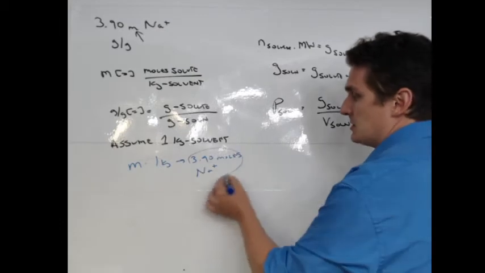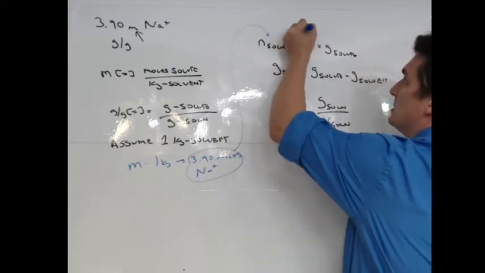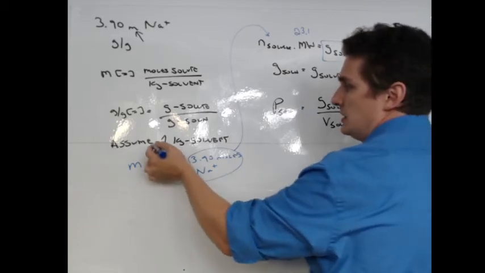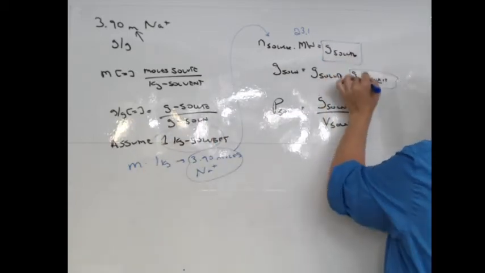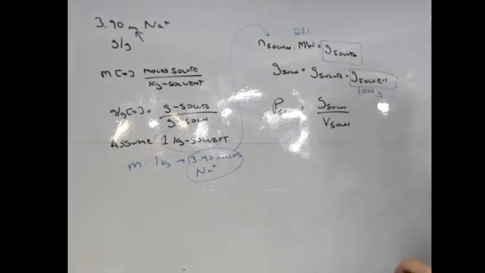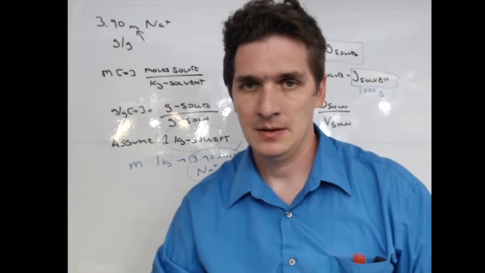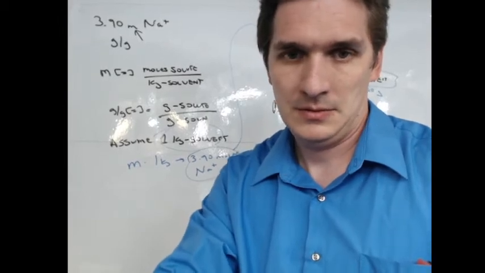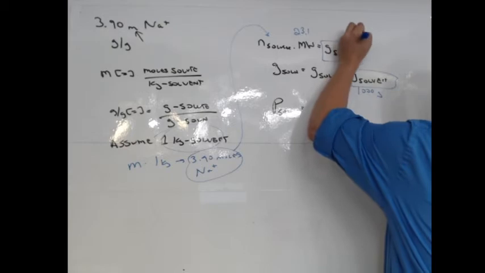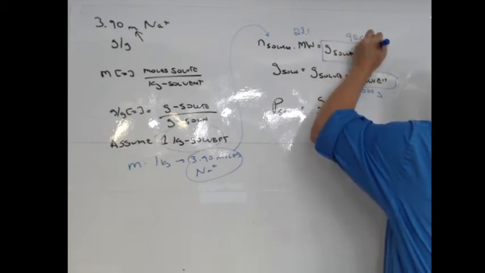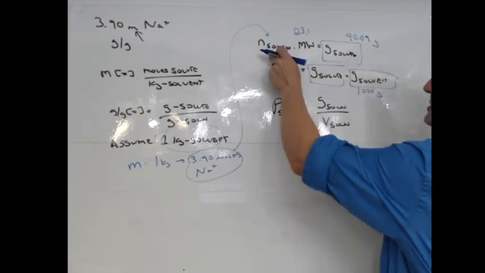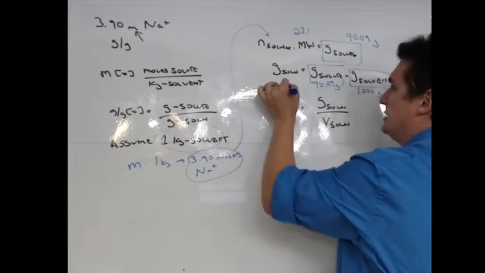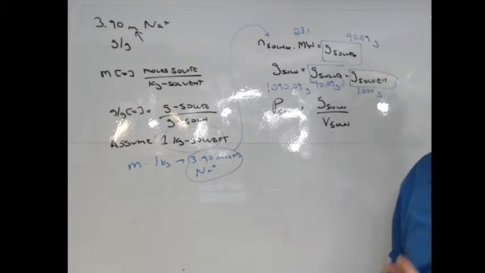Well, if I have 3.9 moles of sodium, I can plug that in, sodium weighs 23.1, and that will give me my grams of solute. I assumed I had 1 kilogram of solvent, which means that I have 1,000 grams of solvent. So let me do that calculation real quick. 3.9 times 23.1. So if I have that many moles of sodium plus, I have 90.09 grams of sodium plus, and when I add them together, I get 1,090.09 grams of solution.